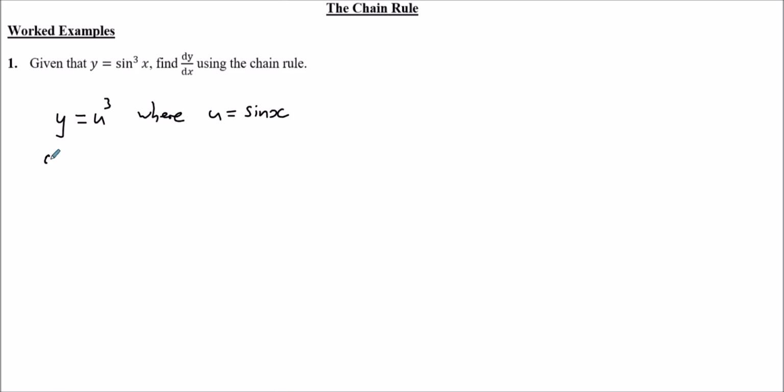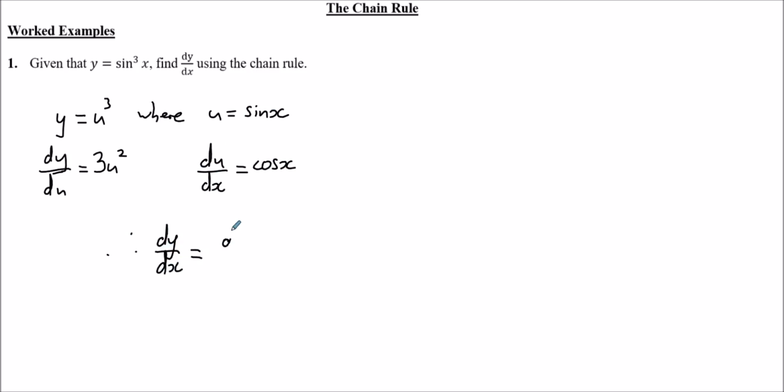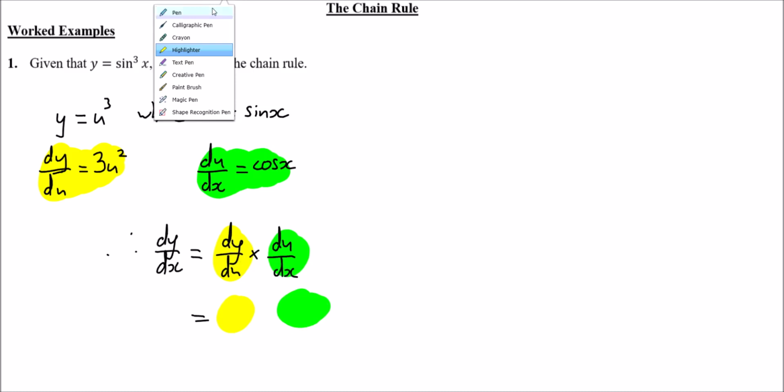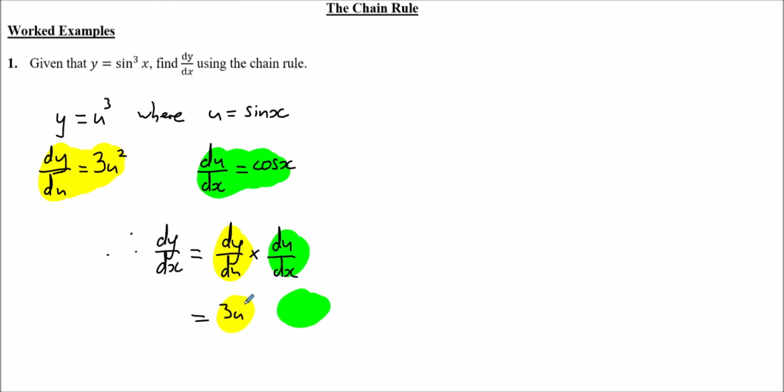So if y is u cubed, if I differentiate y with respect to u, that gives me 3u squared. And over here, if I differentiate u with respect to x, sine differentiates to cos. And therefore, dy by dx, which is dy by du multiplied by du by dx. dy by du, of course, was 3u squared, and du by dx was cos x. So dy by du, 3u squared, multiplied by cosine of x. But if you put it all back in terms of x, u, we said, was sine x, so 3u squared is the same as 3 sine squared x, multiplied by cosine of x.